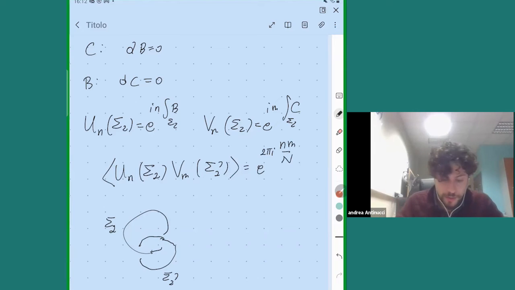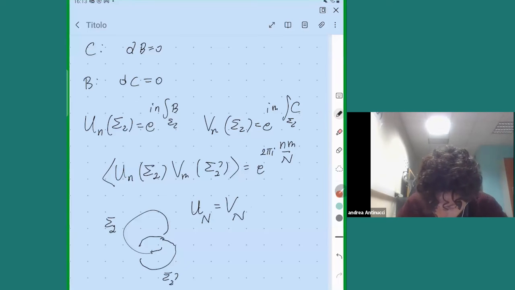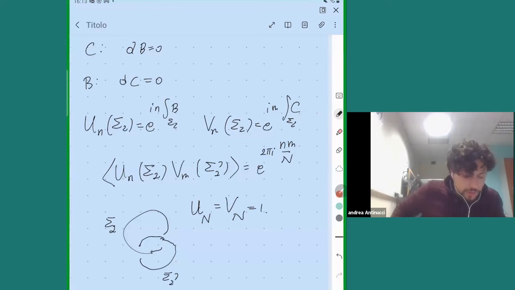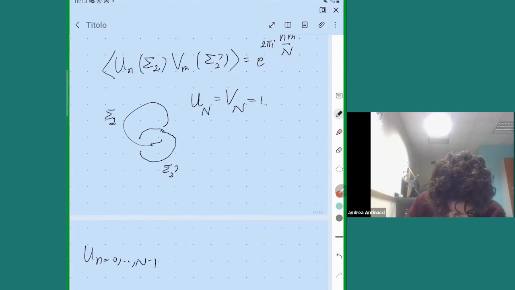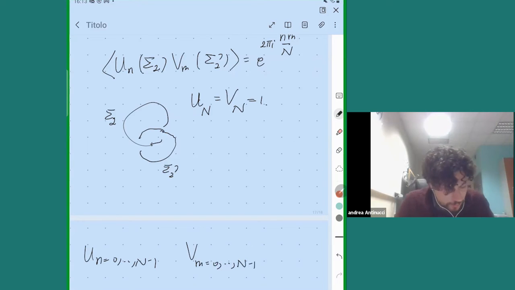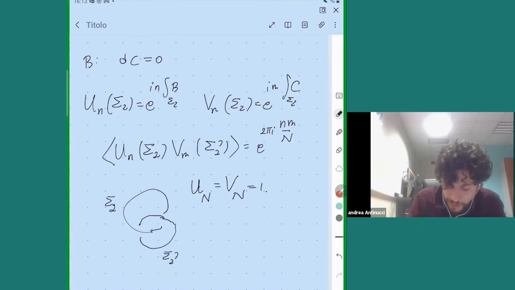And from this equation, you can notice that the operator with small n equal to big N and V equal to big N are trivial. So this is why we say that this theory is a Z-n gauge theory. It's a topological field theory in which basically the only content of this theory are n operators of type U, let's say, small n. And same thing for B. And basically, this theory is characterized by this type of braiding phases.